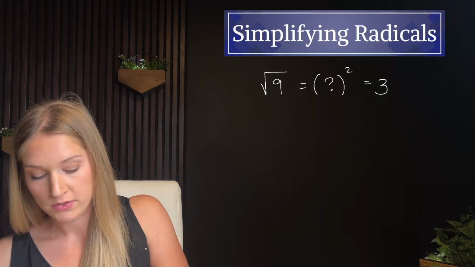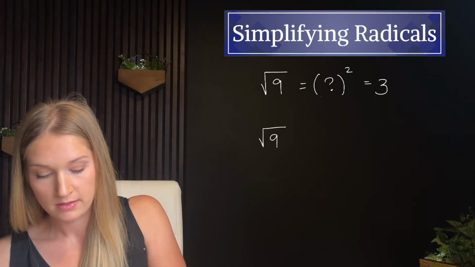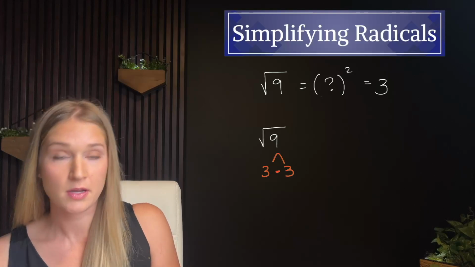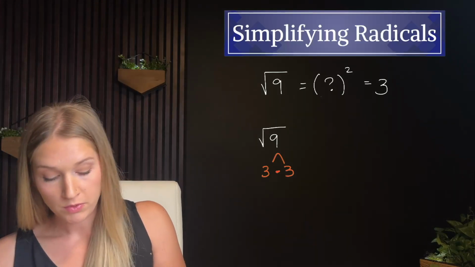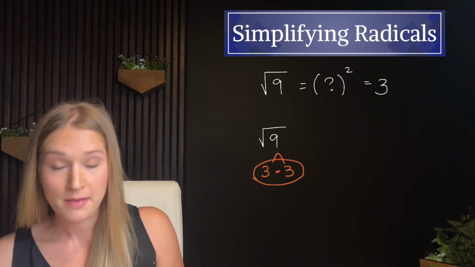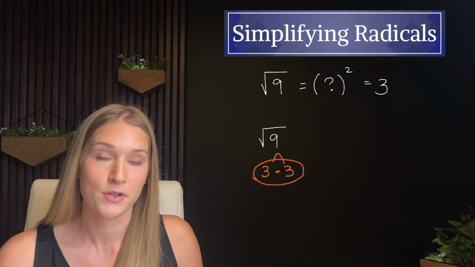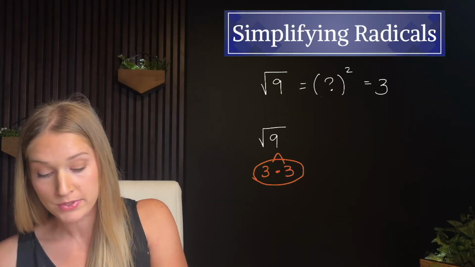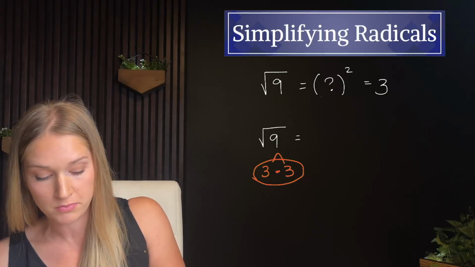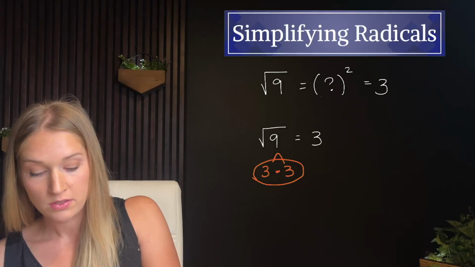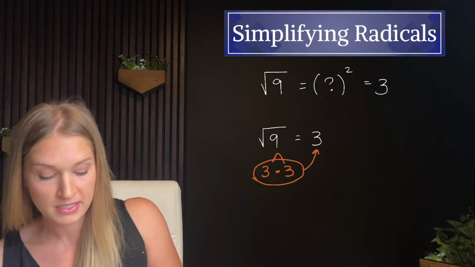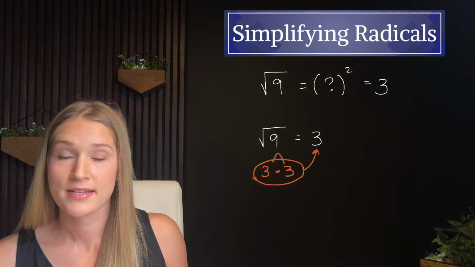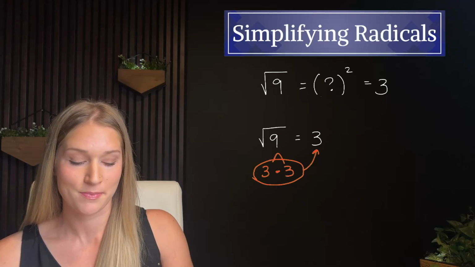So if I were to redo this, I could take my 9, factor it, and look for numbers that make groups of 2. Well, here's a group of 2. That means that I could raise that to the power of 2 to get my original number. So I can go ahead and take it out of my radical. So this would become just 3. So this pair of 3's comes out of the radical as a single 3. That's the process I'm going to use on the next couple examples.